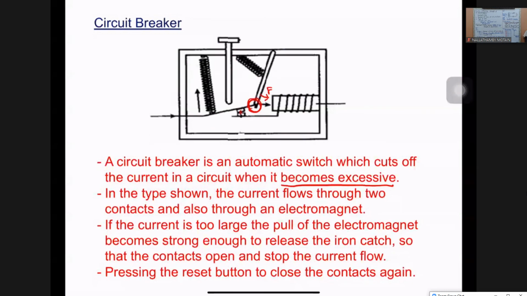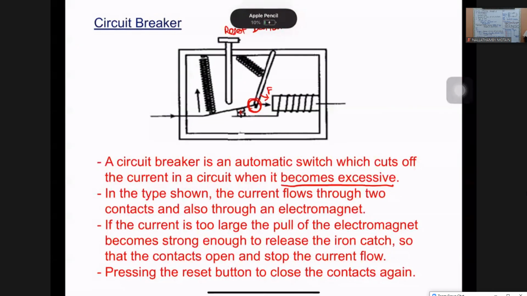By pressing the reset button, this is a reset button. By pressing the reset button downward, we can close the contact again, so that current can flow again. That's why during lightning, you can see the main switch is off automatically. Then you will turn it on again. That means the automatic switch over here will protect the electrical appliance from what? Excessive current. Okay, clear?